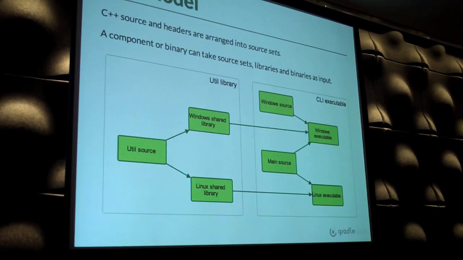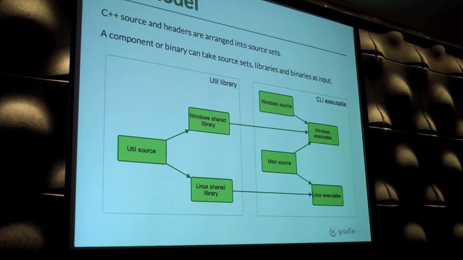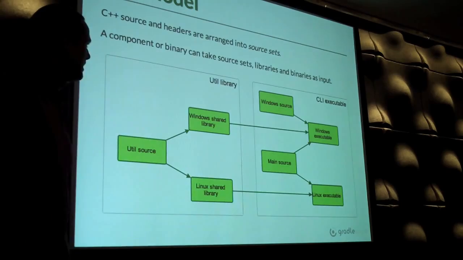So what you can do is wire these things together to make a graph. C++ source and headers are arranged into source sets. We've already seen that in some of the demos. Source sets are then used as inputs to libraries and executables. And then libraries can be used as inputs to other components. We see this here. We've got our utility library, we've got a bunch of user source, and from that we build our Windows shared library and our Linux shared library.